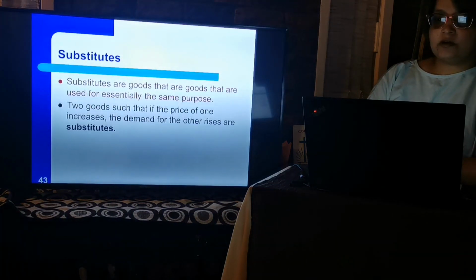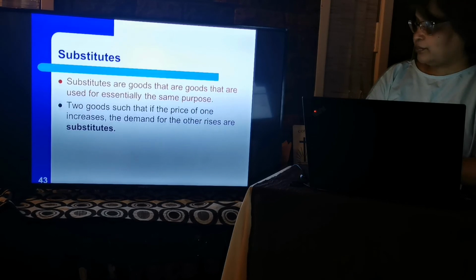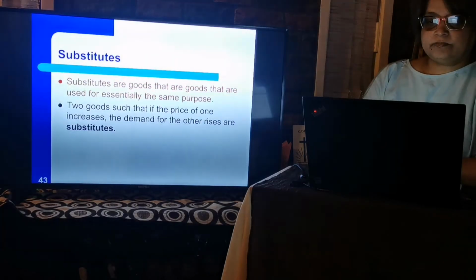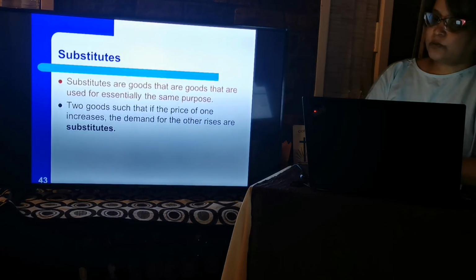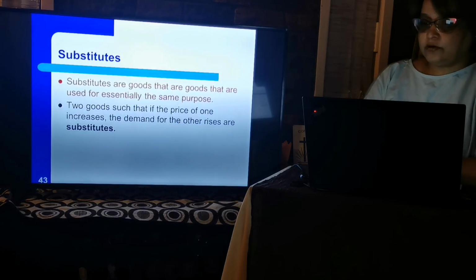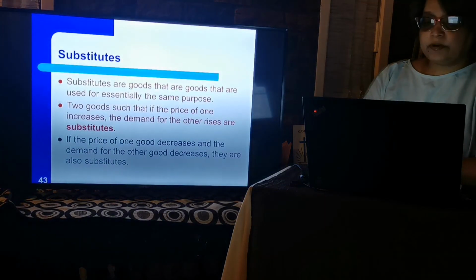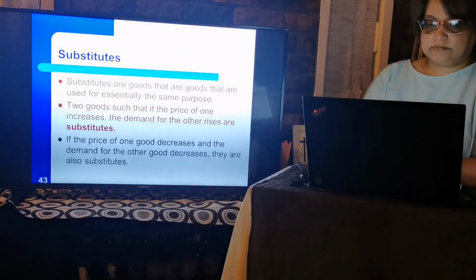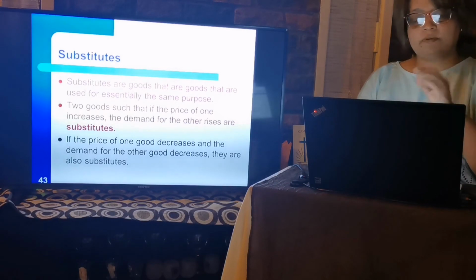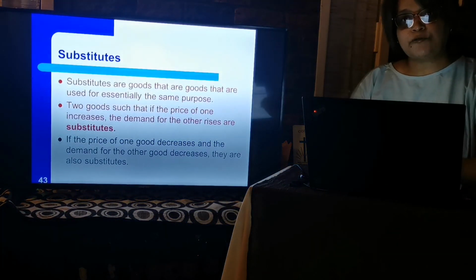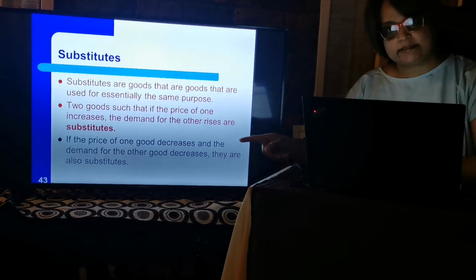Substitutes are goods that serve essentially the same purpose. For two such goods, if the price of one increases, the demand for the other would also increase. If the price of one good decreases, the demand for the other good will decrease. So if the price of A decreases, the demand for B will decrease.